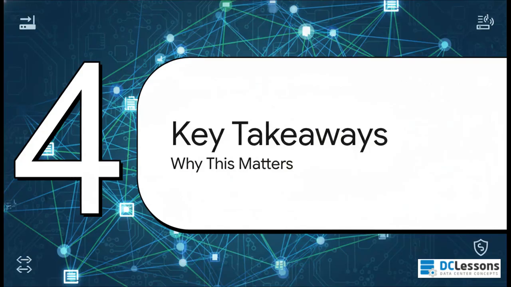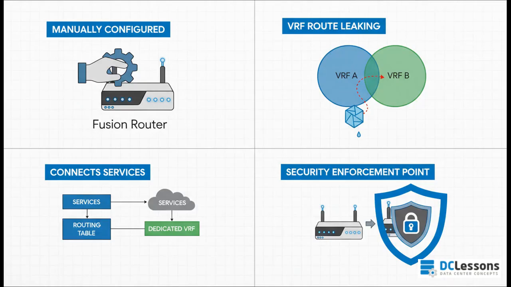Okay, so let's wrap this up and pull together the most important things to remember from all this. So here's the bottom line. The Fusion router is that critical, manually configured bridge between your automated SD-Access fabric and your shared services. Yes, it provides the basic connectivity your network needs to work. But way more importantly, it gives you a strategic choke point where you can inspect traffic and enforce your most important security policies. It's the gatekeeper.